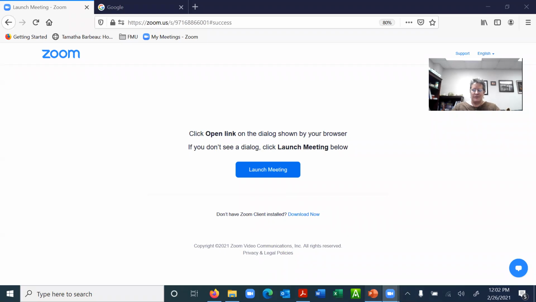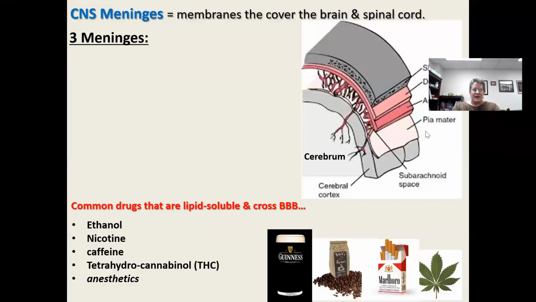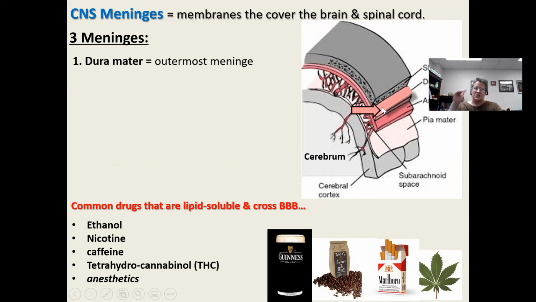Okay, so what we are going to be covering today is the meninges of the brain. These are membranes that cover the brain. There's three of them. The outermost and thickest and toughest membrane is the dura mater. On this image, it looks like it's a light pink right here with the arrow pointing toward it. That is the membrane that is just underneath the cranial bone.